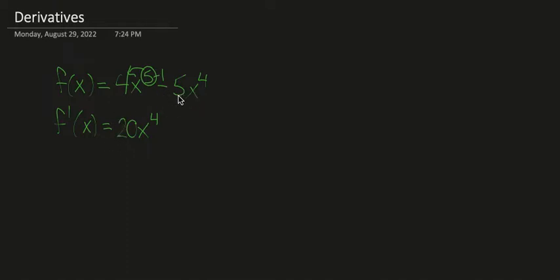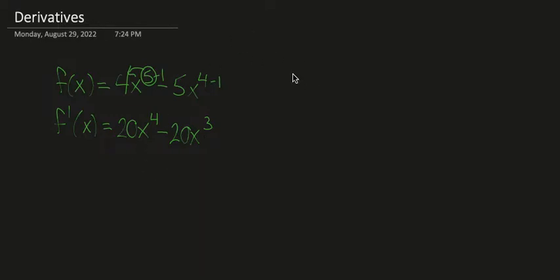We will do the same thing with the second term. It's going to be minus. We're going to get the exponent of x, multiply it by the coefficient. 4 times 5 is 20x, and then we're going to subtract 1 from the exponent, which will give us x cubed. The derivative of 4x to the fifth minus 5x to the fourth is going to be 20x to the fourth minus 20x to the third.